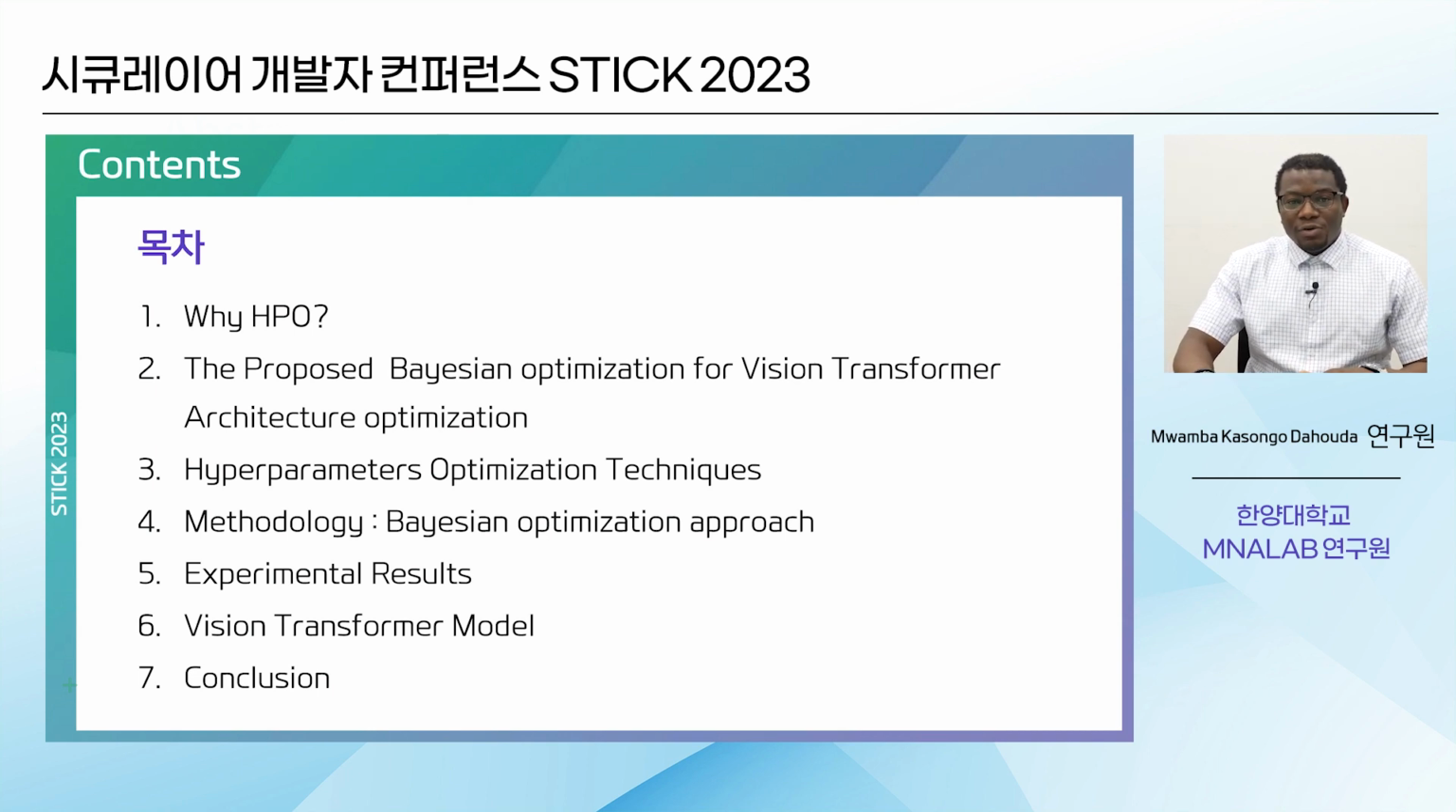The outline is as follows. 1. Why HPO? 2. The proposed Bayesian HPO for visual transformer architecture. 3. HPO techniques. 4. Methodology of Bayesian HPO approach. 5. Experimental result. 6. Transformer vision models. And 7. I'm going to give our conclusion.